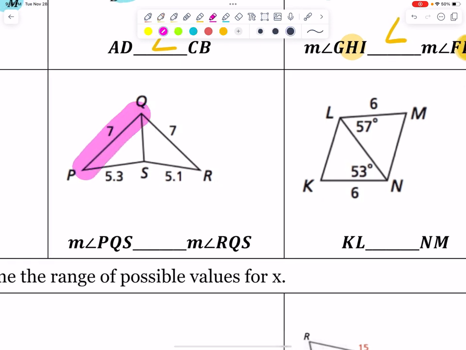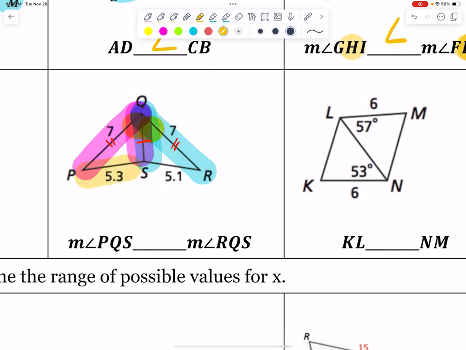We have 7 and an overlap at QS. Again, this is going to be an overlap, so this is the reflexive property. So I get to add my congruence marks here. So I do have two sides of one triangle congruent to two sides of another triangle, so I get to compare their included angles.